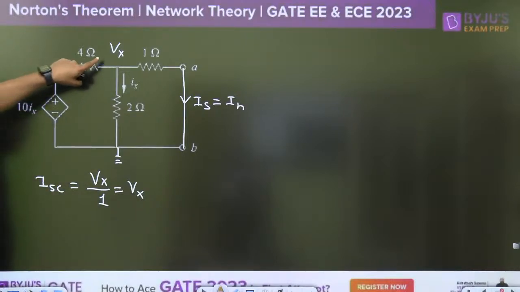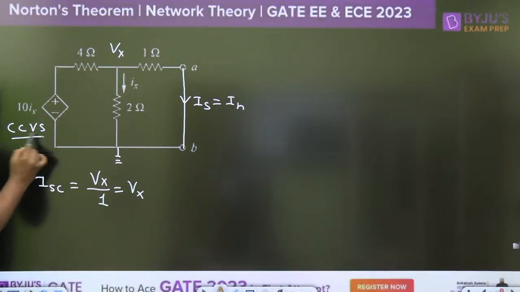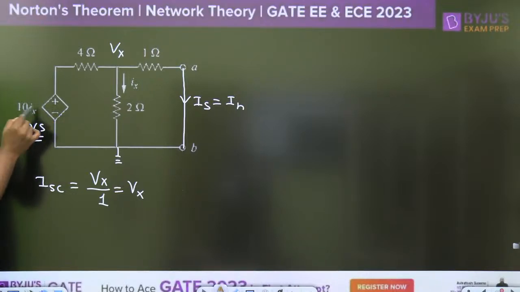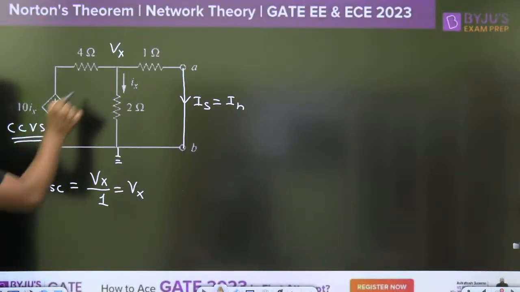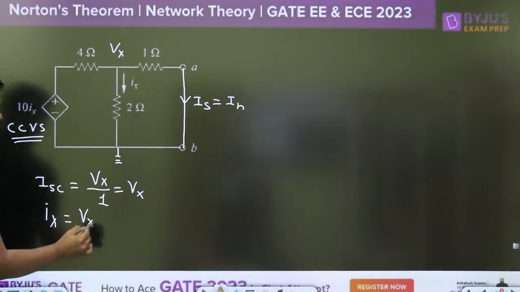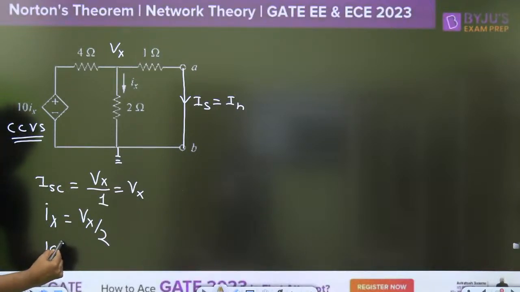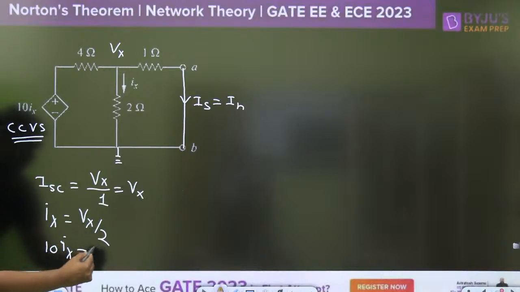So here Ix is a dependent source, right? Because it is a current controlled voltage source. This is called a current controlled voltage source. 10Ix depends upon the current. What is the current here? You can write Ix is equal to Vx by 2. If Ix is equal to Vx by 2, what is 10Ix equal to? 10Ix is equal to, that is nothing but 5Vx.